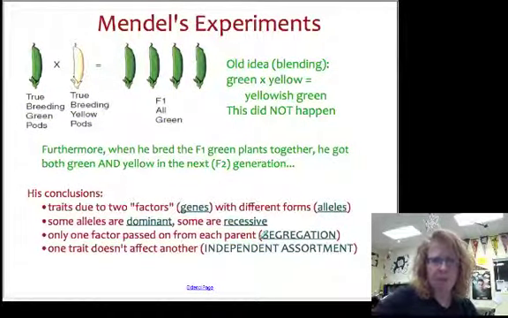So as he was doing his experiments, for example, I've got one on here. He had green pods and yellow pods. This is the outside, not the peas.